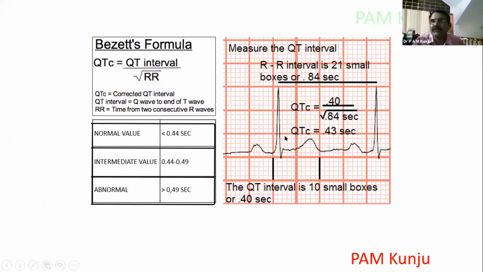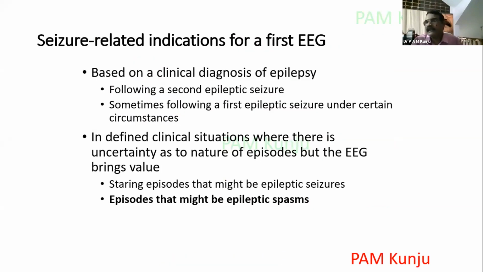calculate the QT interval. I think all of you know how to calculate the QT interval, and the abnormal means it is more than 0.49 seconds, and for a prolonged QT interval, long QT syndrome. So those who are the syncopes, no EEG is required in that situation, and we will go for an ECG.